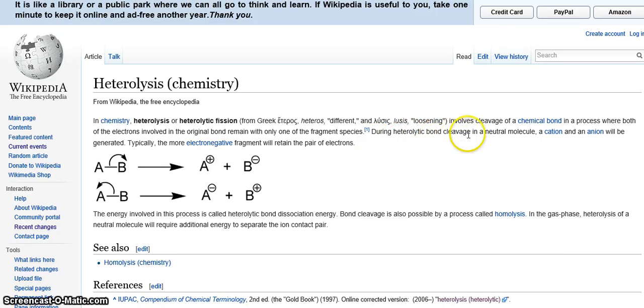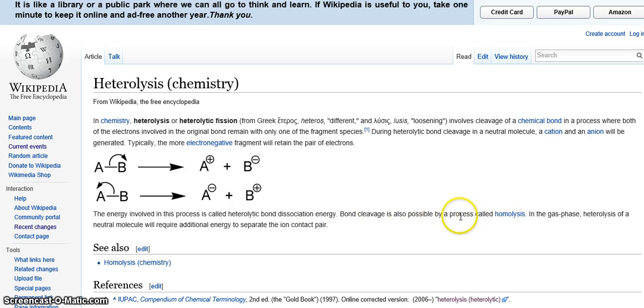During heterolytic bond cleavage in a neutral molecule, a cation and an anion will be generated. Typically, the more electronegative fragment will retain the pair of electrons. So when the bond is broken, it releases a charged positive particle and a charged negative particle. And it can also go the other way, charged negative and charged positive. The energy involved in this process is called heterolytic bond dissociation energy.